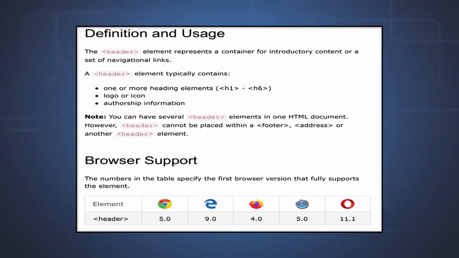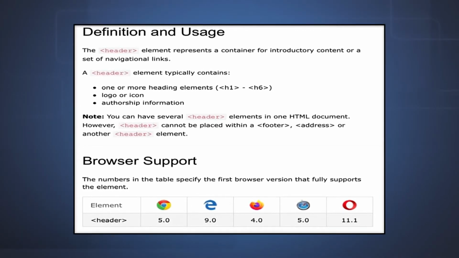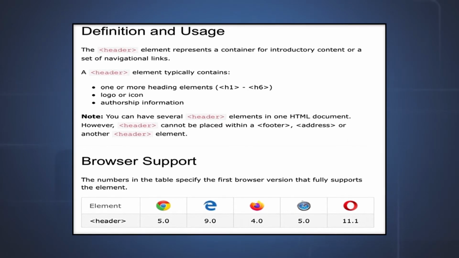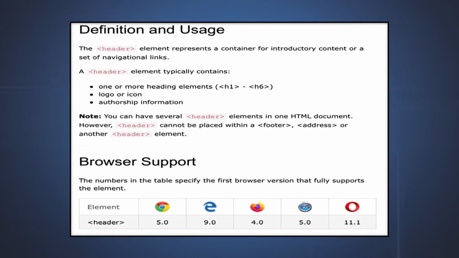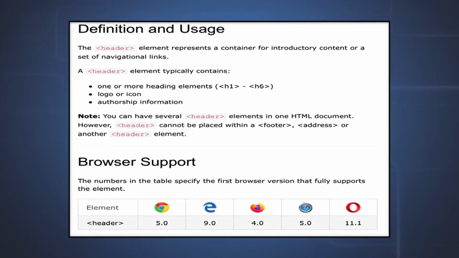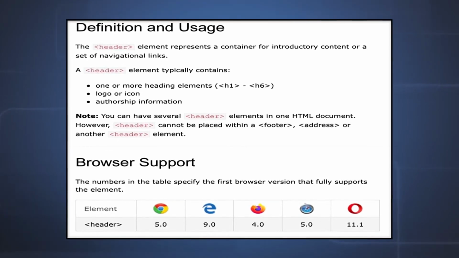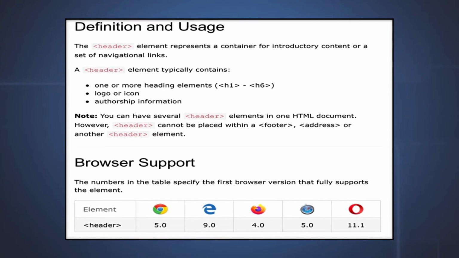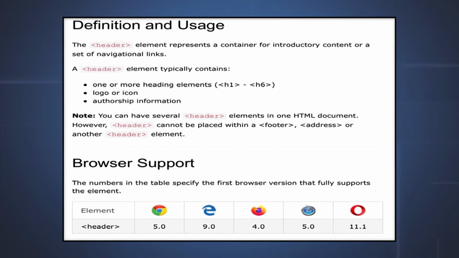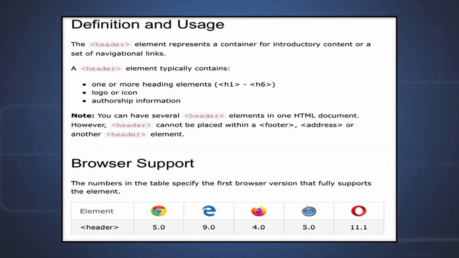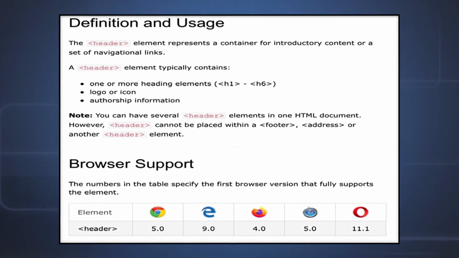The header element represents a container for introductory content or a set of navigational links. A header element typically contains one or more heading elements, that is H1 to H6. It is also typically containing a logo or icon. It is also having the authorship information. You can have several header elements in one HTML document. However, header cannot be placed within a footer, address or another header element. Header element or header tag is widely supported by the browsers.